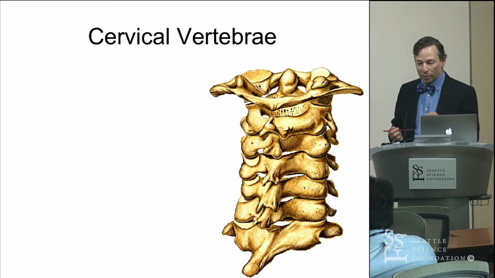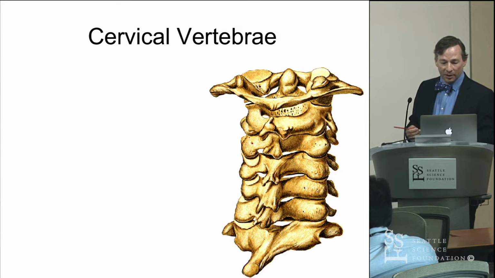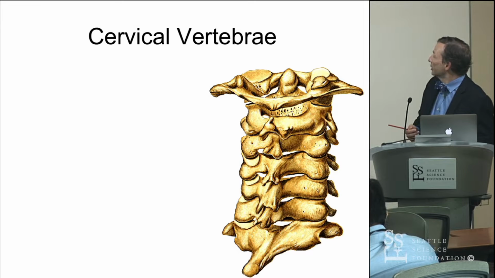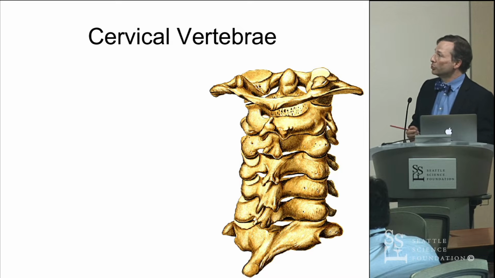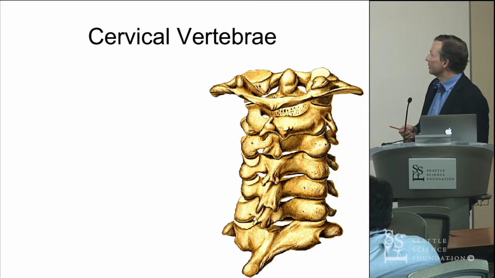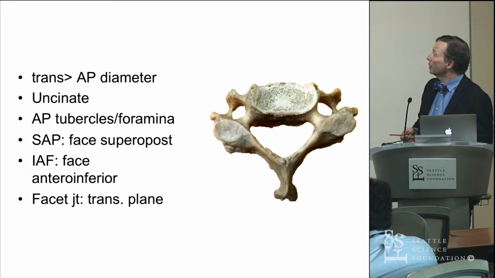So the cervical vertebrae, we'll start with the bony anatomy. Remember that we have our 7 cervical vertebrae. Vertebrae 3 through 7 are fairly typical. The first 2 cervical vertebrae are atypical, so we'll look at those more specifically and individually. Some of the features of a typical cervical vertebra that you see.